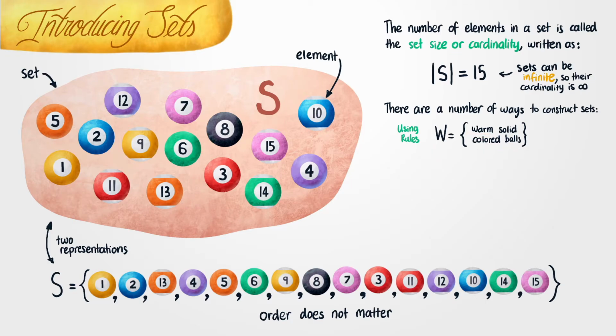Now, despite the fact that you can always construct a set with a sentence, sometimes sentences can actually cause you to miss or to add extra balls that you may not intend to be in the set. However, for this rule, we're interested in the warm, solid colored balls, which you can see is this number 1, this number 5, and this number 3 over here.